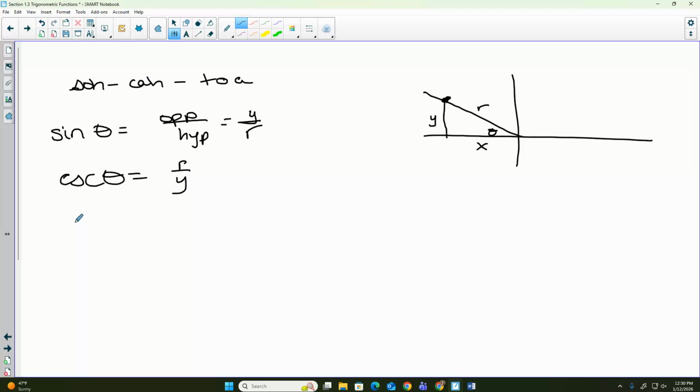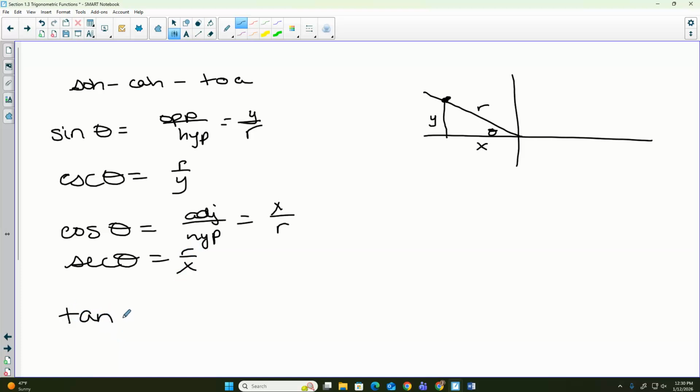Okay, the CA says cosine is the adjacent divided by the hypotenuse. So the adjacent side is x, and the hypotenuse was r. The reciprocal of cosine is secant, which would be r over x. TOA is tangent. Tangent of theta is opposite over adjacent, or y over x. And the reciprocal of tangent is cotangent. Okay, so that's what we were working on Friday.